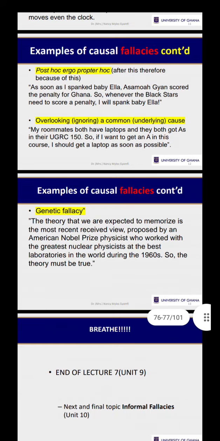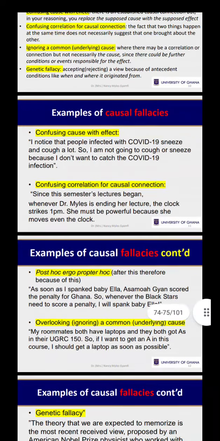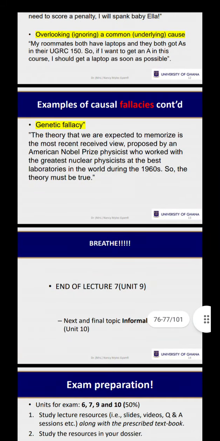Okay, the next one is genetic fallacy. So genetic fallacy is very simple. It's when you reject or accept something because of where it is coming from. That is all about a genetic fallacy.